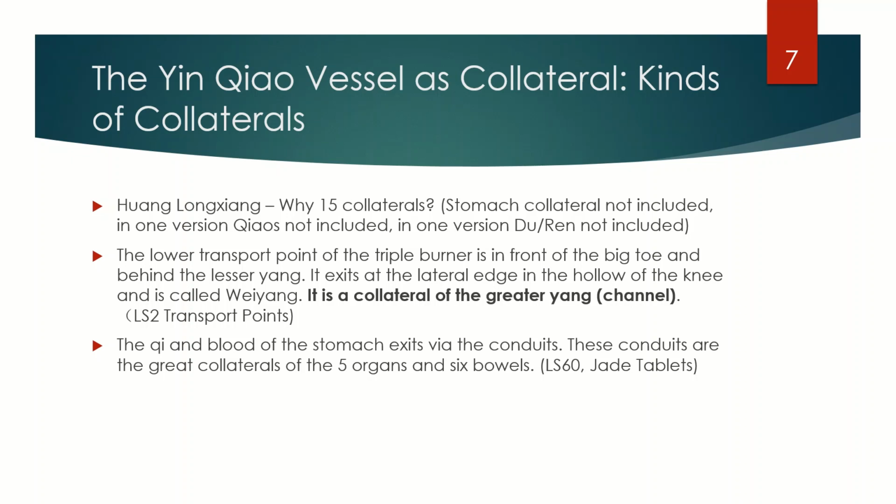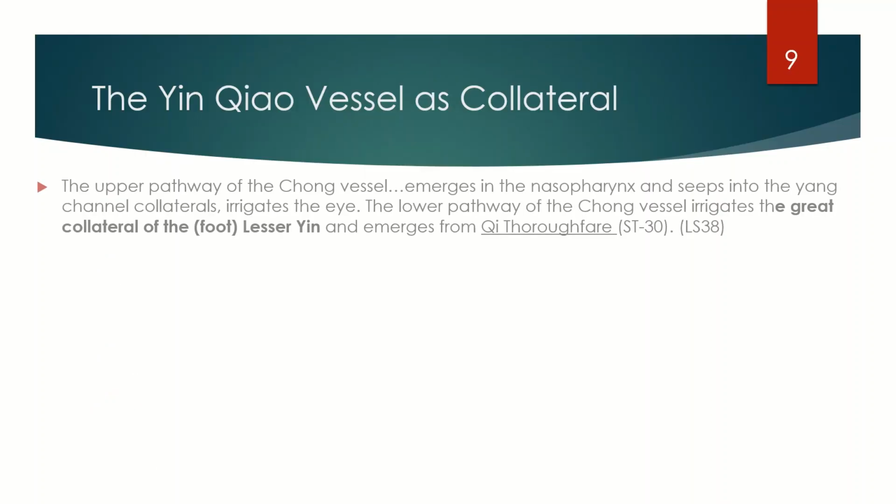And so you have the spleen great collateral, you have the stomach great collateral, and then as it turns out, you also have a lesser yin great collateral as well, which is mentioned in a few places in the Spiritual Pivot.